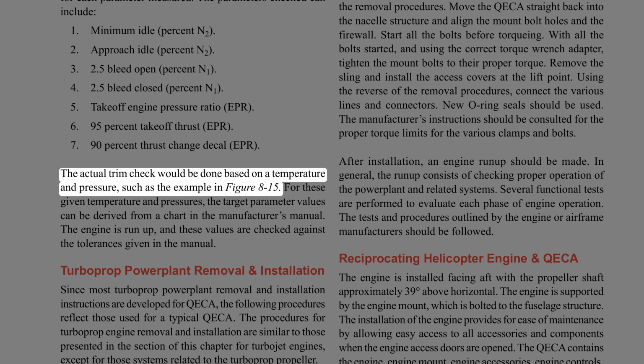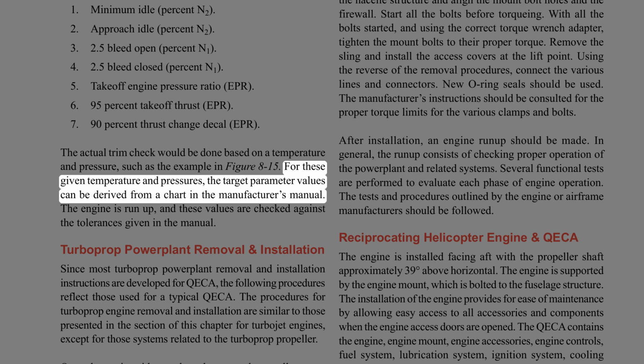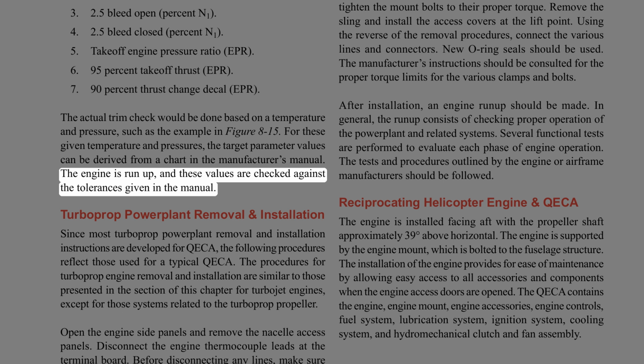The actual trim check would be done based on a temperature and pressure, such as the example in Figure 8-15. For these given temperature and pressures, the target parameter values can be derived from a chart in the manufacturer's manual. The engine is run up, and these values are checked against the tolerances given in the manual.